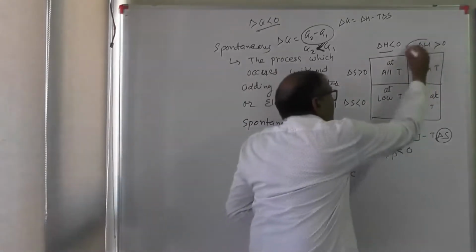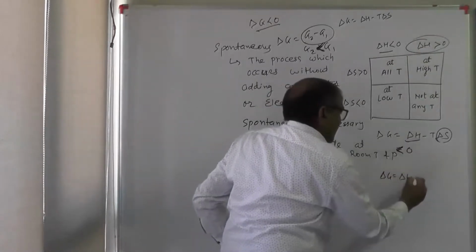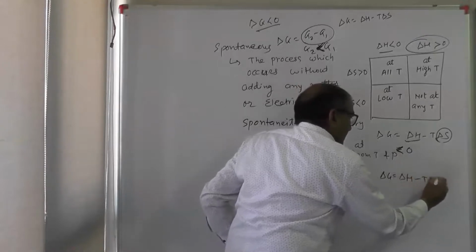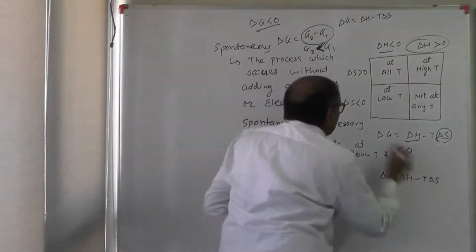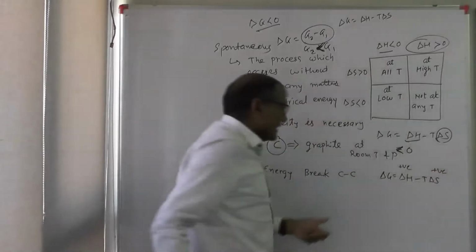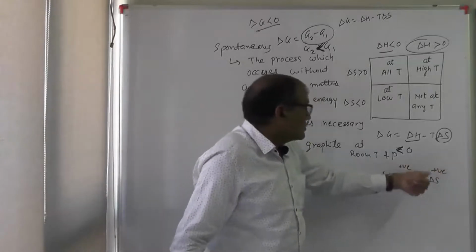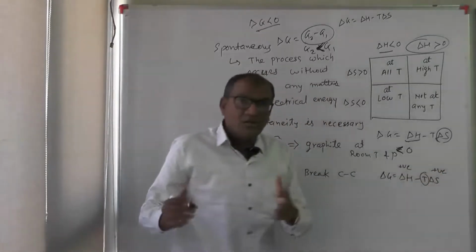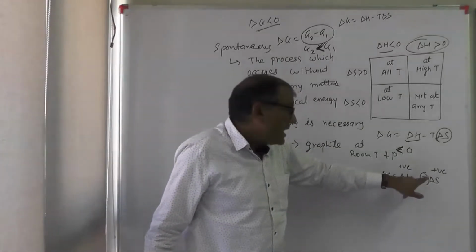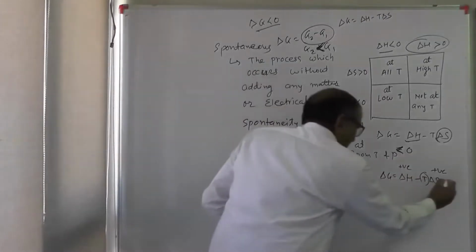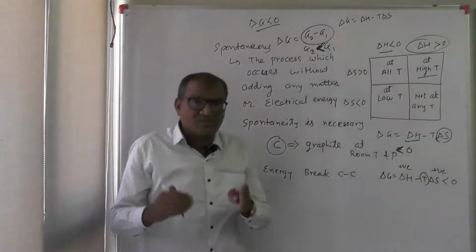In the next case, if delta H is greater than 0, meaning positive, and delta S, I am considering this is also positive, then when would delta G be negative? This is positive and this is also positive. So if I consider a high value of temperature, then it would be negative. So at high T, this condition will be satisfied and the process would be spontaneous.